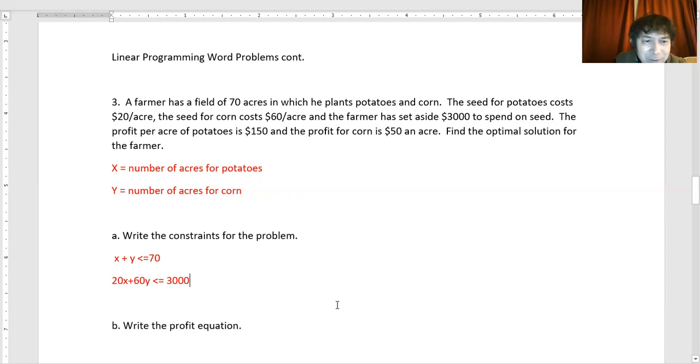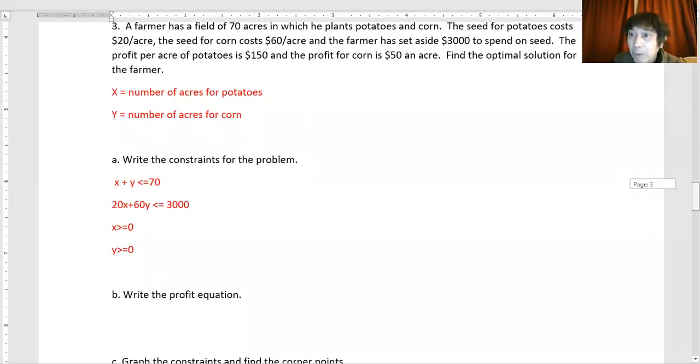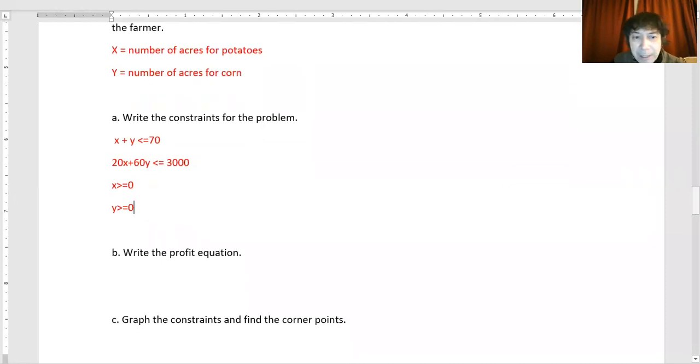All right, and anything else? The number of acres cannot be negative. There's no negative area. So we can still use x greater or equal to 0. Also, y is greater or equal to 0. This will be for our constraints. These are inequalities. The next will be the equation.